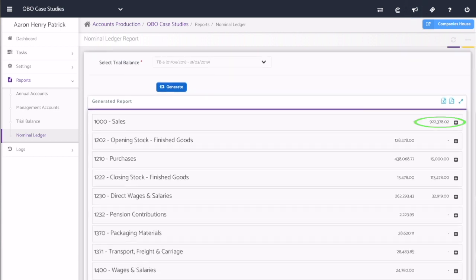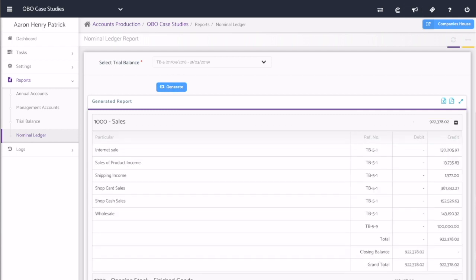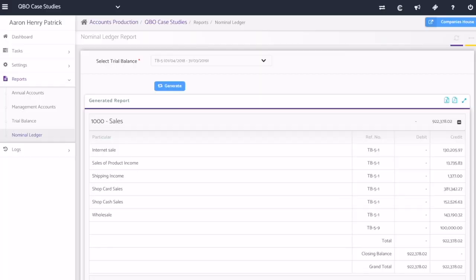There's my same number, 922378, but this time I can press the little plus button, and it's going to show me all of the different items that are making up that. And this is what we would class as a T account. In this case, it's not a T account for my bank account, it's a T account for my sales account. So my sales figure represents all of these numbers here.